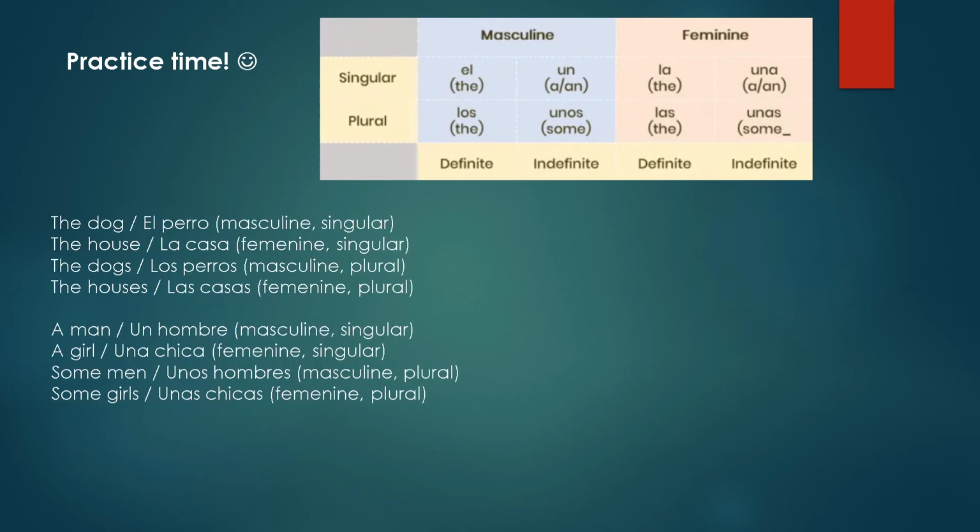So the dog would be el perro. We would use el because it's masculine and singular. The house would be la casa. It's feminine and singular. The dogs would be los perros. That's masculine plural. The houses would become las casas. That's feminine and plural as well. A man would be un hombre. A girl would be una chica. Some men, unos hombres, and some girls, unas chicas. So as you can see, this is very logical, very easy, and just a matter of practice.